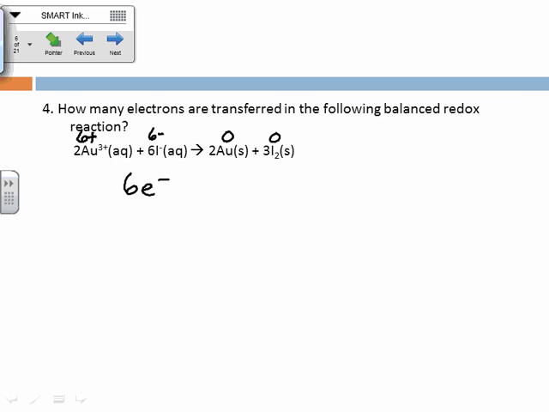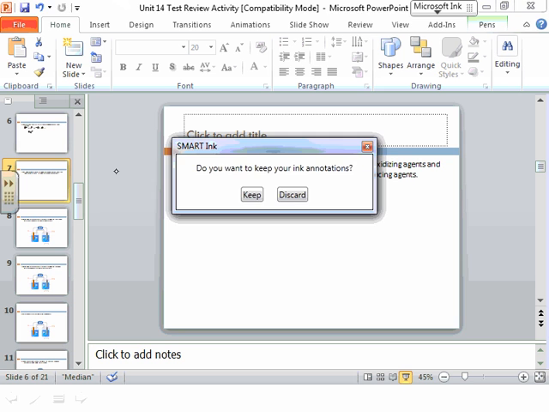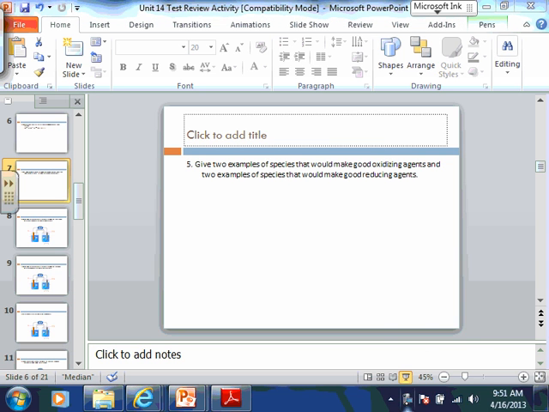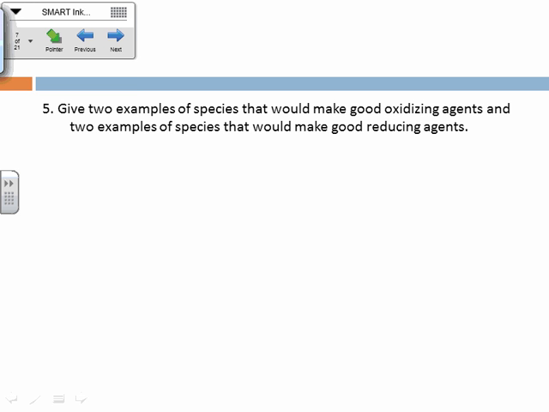Okay, next. 2 examples of species that would make good oxidizing agents, and 2 examples of species that would make good reducing agents. I'll give you a minute or so to think about that, and we'll talk about it. On this one, you're not going to have a question exactly like this on the test. The reason I asked this question is because I want you remembering what it means when something says oxidizing agent, because it's very easy to get that confused.